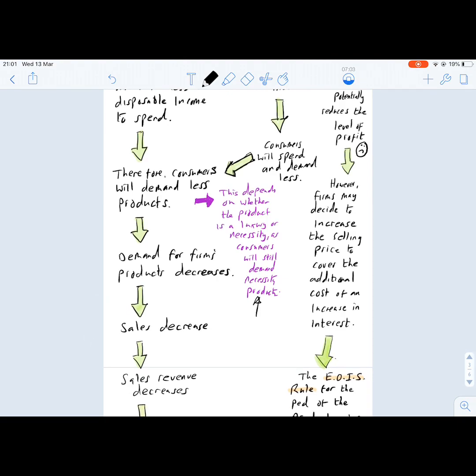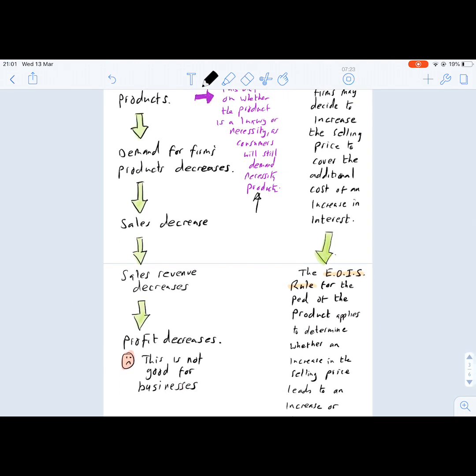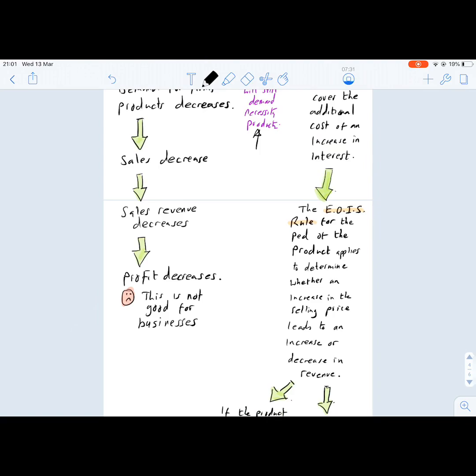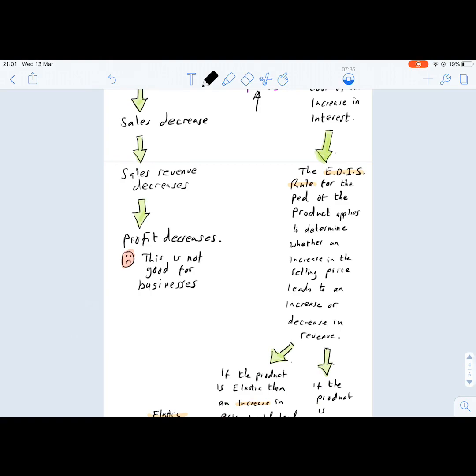However, if the product is a luxury product, such as a sports car or a ticket to New York, then the demand for the luxury products will go down if people have less disposable income. As a result of this, the demand for firms' products decreases, therefore sales will decrease. Subsequently, the business will receive less revenue, and as a result, profit will decrease. And as you can see by the unhappy face there, this is not good for businesses.